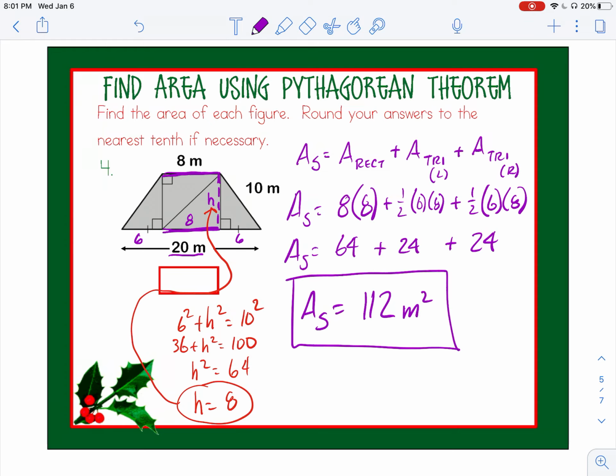Basically, what I want you to take away from that is that a lot of times, not just in this lesson or this unit, but a lot of times this entire semester, you're going to have to go over to the side somewhere and do something with right triangles before you can finish the question. In this case, because it's all you really know so far, it's probably going to be Pythagorean theorem.